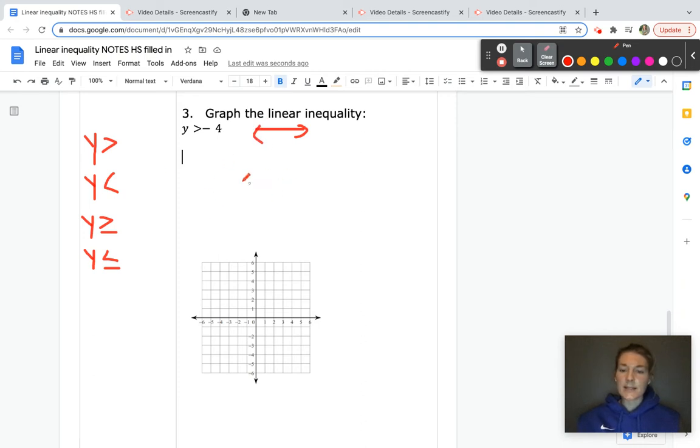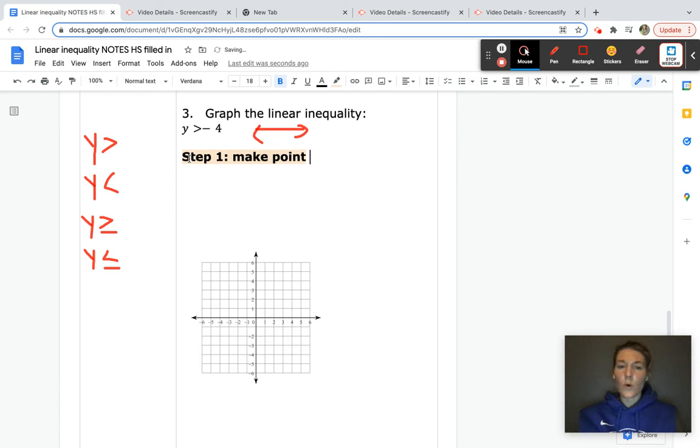So I didn't type in the steps. We're going to try to do them together. So our first step, we need to make our first point. Step one, make point one. But here it's going to be a little bit different. We are going to make point one at, this number is -4. So at -4 on the y-axis, because it's y is greater than or equal to -4 on this one instead of x. So here's my y-axis. -4 is right here. This is where point one is going.